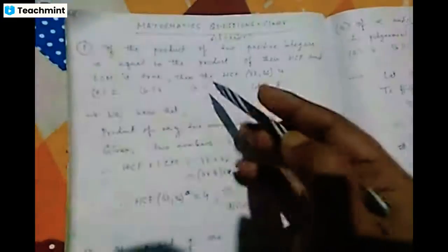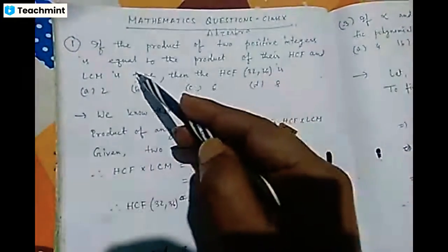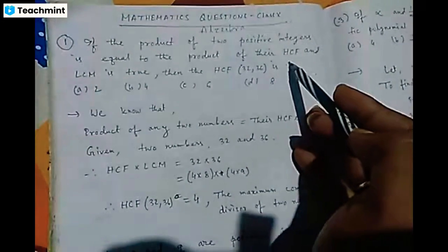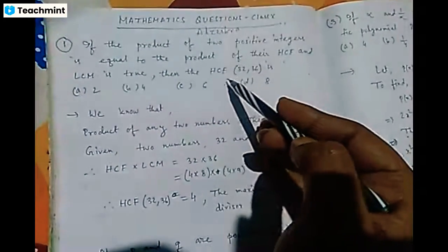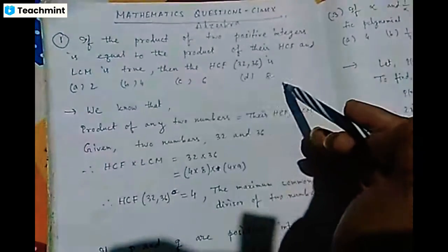So first question: if the product of two positive integers is equal to the product of their HCF (highest common factor) and LCM (least common multiple), then the highest common factor of 32 and 36 is: option A 2, option B 4, option C 6 and option D 8.